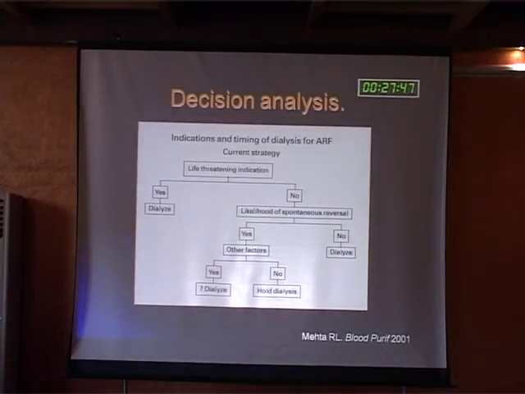So this is taken from Mehta's analysis. Here, you have a life-threatening situation, you don't even think twice. You have severe hyperkalemia, severe fluid overload. You don't wait for things to work. You just put in a line and start dialysis straight away. And don't look at the urea or other parameters, you just take the patient straight away for dialysis.